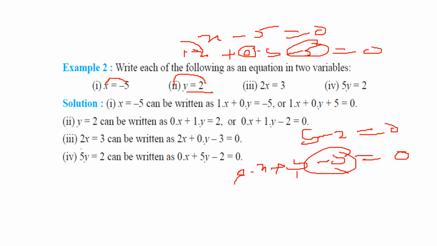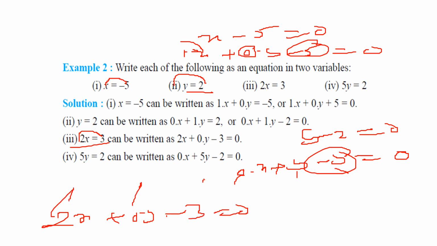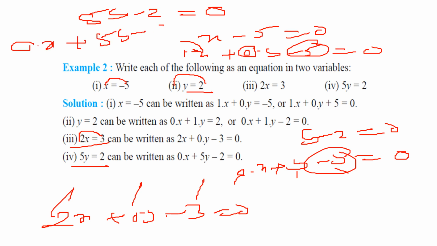In this case, 2x minus 3 equal to 0. Take 3 on the left hand side. So 2x plus 0y minus 3 equal to 0. a is 2, b is 0, c is minus 3. In this case, 5y, take 2 to the left hand side. So we don't have x, means x is not there. So a is 0, b is 5, c is minus 2.